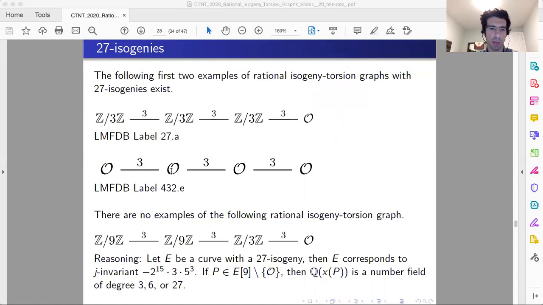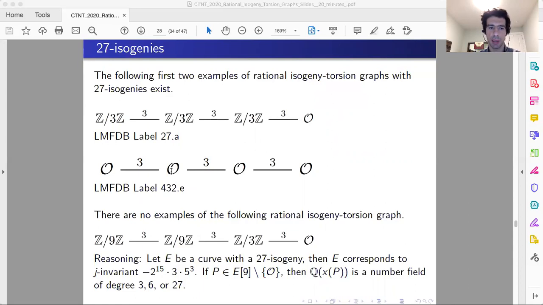A curve with a 27 isogeny corresponds to this single J invariant here. This J invariant is neither 0 nor 1728. And if we let P be a non-trivial point in the 9 torsion, then attaching the x-coordinate of P to the rationals gets you a number field of degree 3, 6, or 27, not 1. So we cannot have rational 9 torsion.